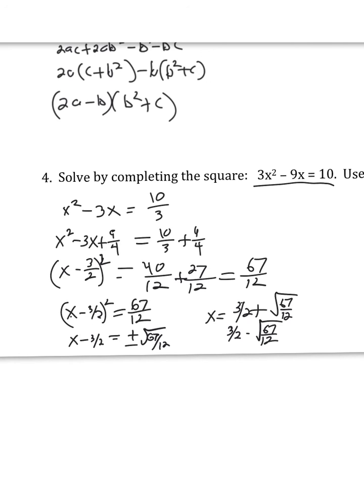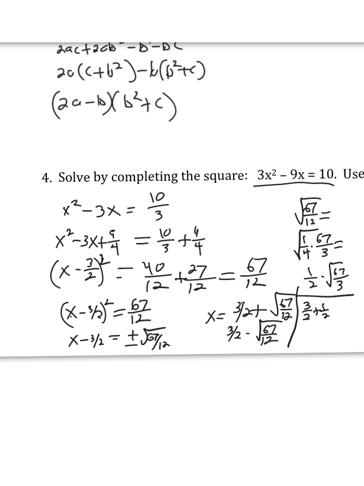Now I could also keep going by saying that root 67 over 12 is equal to the root of 1 over 4 times 67 over 3, which would give us the square root of 1/4, which is 1/2, so we'd have 1/2 times the square root of 67 over 3. So we could also write our answers as, this is getting a little messy here, 3 halves plus 1/2 root 67 over 3, or 3 halves minus 1/2 root 67 over 3.